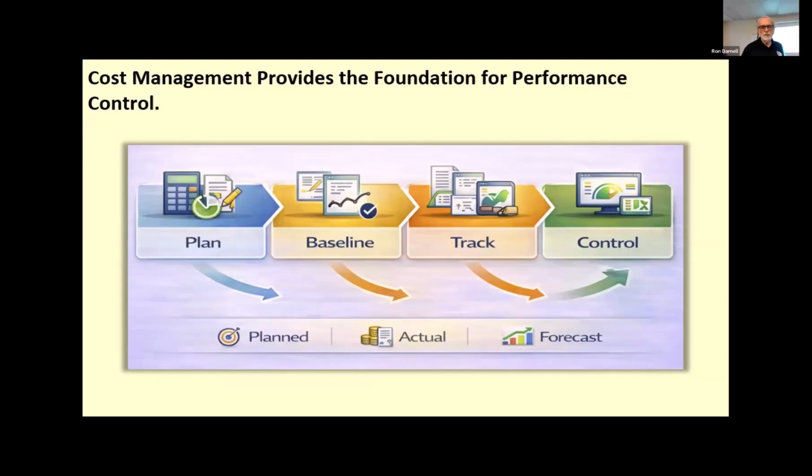So as execution progresses, actual costs are compared to these planned activities, and the comparison enables early detection of variances and supports forecasting future performance. Ultimately, cost management allows project managers to move beyond tracking spending to making informed decisions about project outcomes.